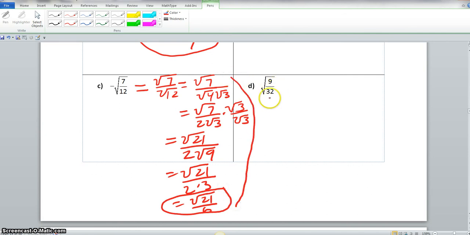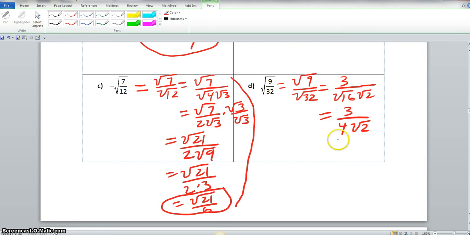We have the square root of 9 over 32. Now we could break that up. We have the square root of 9, square root of 32. Now first of all, the square root of 9 we know is just 3. The highest perfect square in 32, we know is 16. So it'll be square root of 16 times the square root of 2. So we would have 3 over the square root of 16, which is 4, and we have our square root of 2.